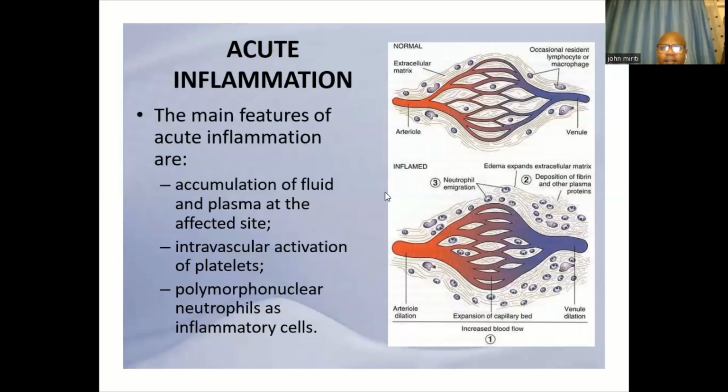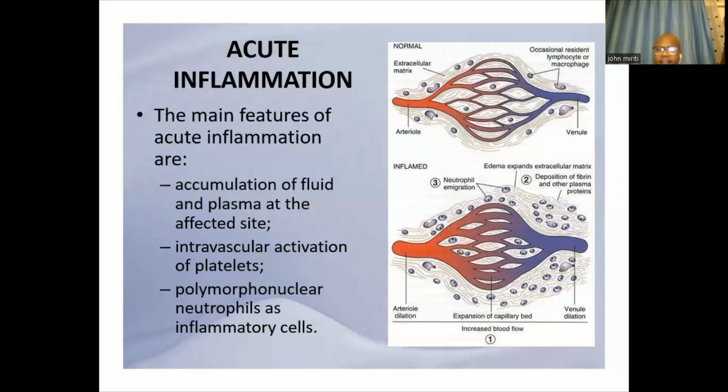So on the right, you can see normal blood vessels out there in the tissues. You can see the arterioles, the capillaries, and the veins. You can see the extracellular matrix, that is the interstitial areas where the swelling takes place. That is a normal tissue. Then we have an inflamed tissue where there is dilatation of the artery, so that a lot of blood can come, and also dilatation of the vein, so that a lot of fluid can go.